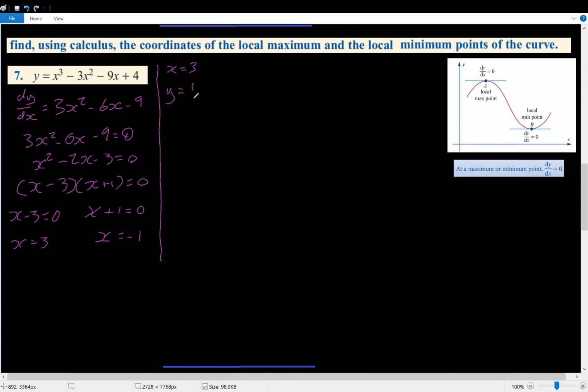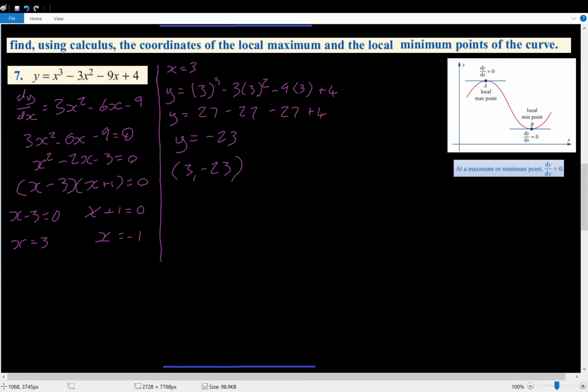y is equal to 3 cubed minus 3 times 3 squared minus 9 times 3 plus 4. So y is going to be equal to 27 minus 27 minus 27 plus 4. So 27 minus 27 is 0, and then minus 27 plus 4 is going to be equal to minus 23. So we get the point (3, minus 23).